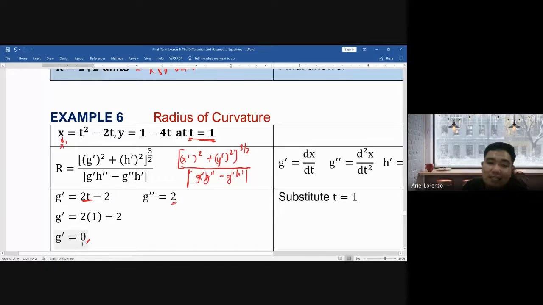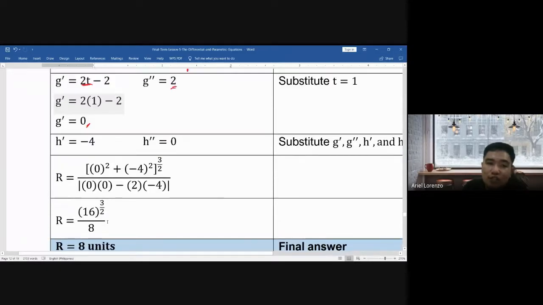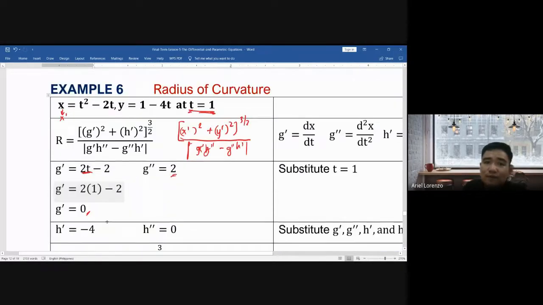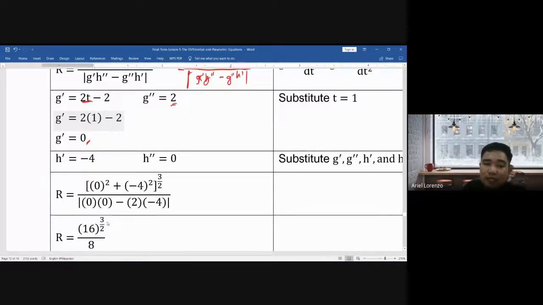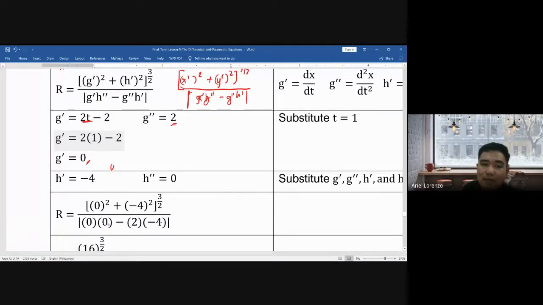As well as for your h. O, ganun lang din. Kunin mo lang yung itong 1 minus 4t naman, yung y mo. That is 1 minus 4t. Diba? Y is 1 minus 4t. So h prime, first derivative is negative 4. And then if you get the second derivative of negative 4, that's constant, so 0 na. So negative 4 and 0.